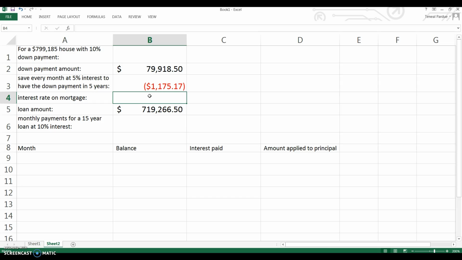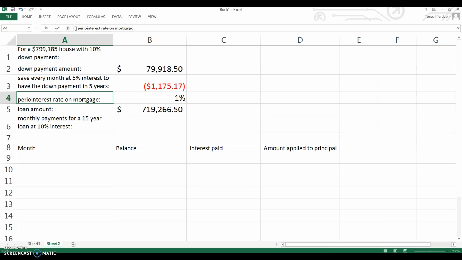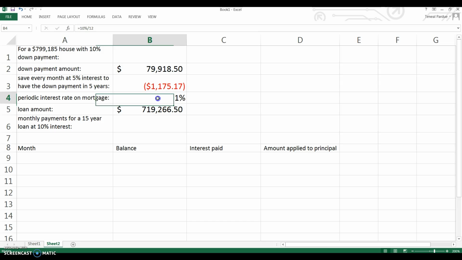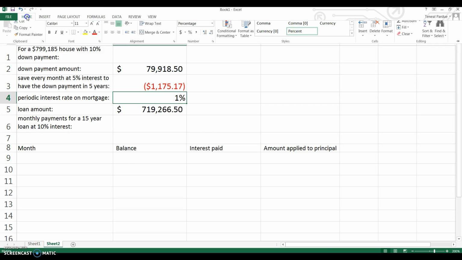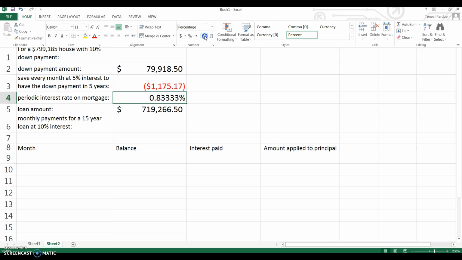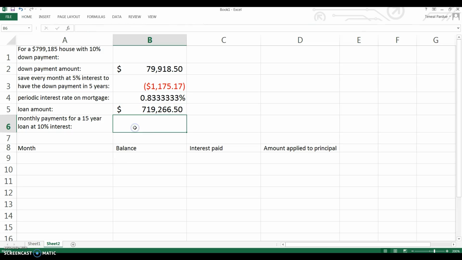So the rest of this is for the mortgage itself. The interest rate on the mortgage we said was 10%. So you can either do 0.1 or just 10% divided by 12. So we're looking at the periodic interest rate. And I'm even going to clarify that this is the periodic interest rate. I want to make this have a few more decimal places though. So I'm going to increase the number of decimal places just so you can see it.